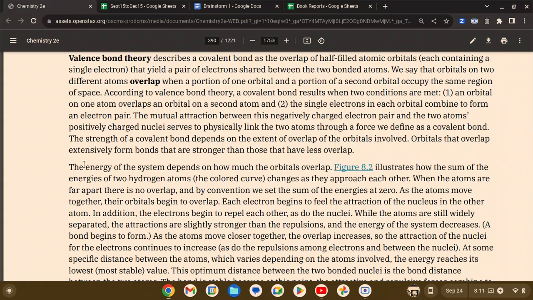According to valence bond theory, a covalent bond results when two conditions are met. One, an orbital on one atom overlaps an orbital on a second atom, and two, the single electrons in each orbital combine to form an electron pair. The mutual attraction between the negatively charged electron pair and the two atoms' positively charged nuclei serves to physically link the two atoms through a force we define as a covalent bond. The strength of a covalent bond depends on the extent of overlap of the orbitals involved. Orbitals that overlap extensively form bonds that are stronger than those that have less overlap.